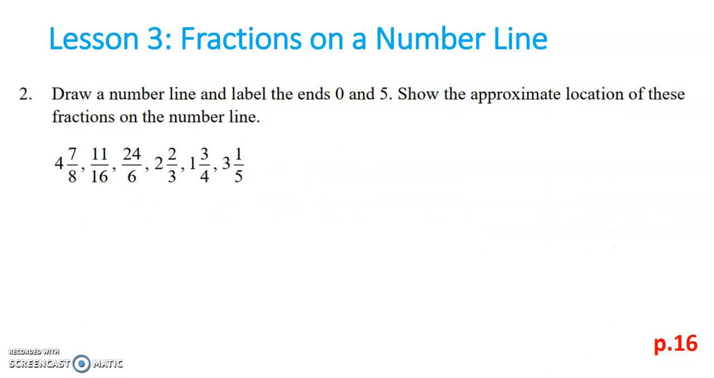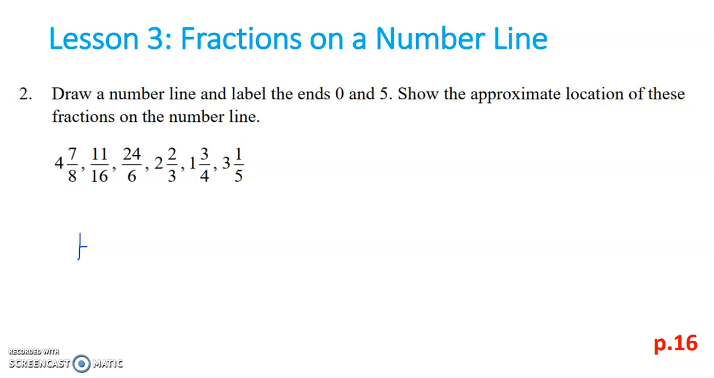For number 2, we're supposed to draw a number line and label the ends 0 and 5, and then show the approximate location of these fractions on the number line. So what we have here are different denominators, which makes a number line more difficult. But because we're being asked to make approximate locations, we can do this.